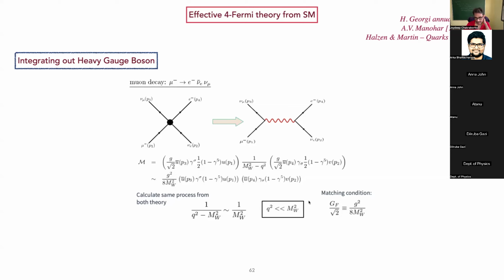And that's how the matching condition here gives you that GF, this point-like interaction, is related to G square by MW square. We can use this matching condition for the tree level. Now, if you include the higher corrections, there will be corrections to these matching conditions. So we have to learn how to perform the tree level matching, the one loop matching, and so on.